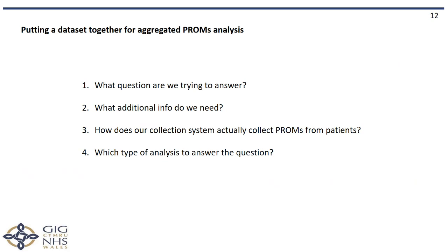As I said, I won't be talking about stats, but I will be talking about getting the data ready to be able to do the fancy stats stuff later on. So things to think about would be the question that we're trying to answer. What additional info apart from PROMs do we need to be able to answer that question? How does our collection system actually collect PROMs from patients? And finally, which type of analysis do we need to do to answer that question? In a retrospective study design, the first two points tend to go hand in hand and they directly influence each other, so I'll cover these together on the next couple of slides. So the next slide, please.